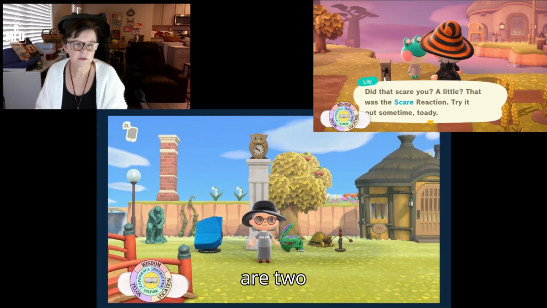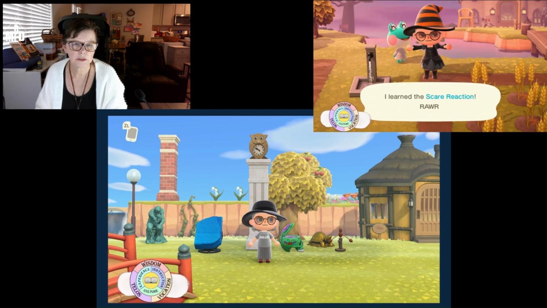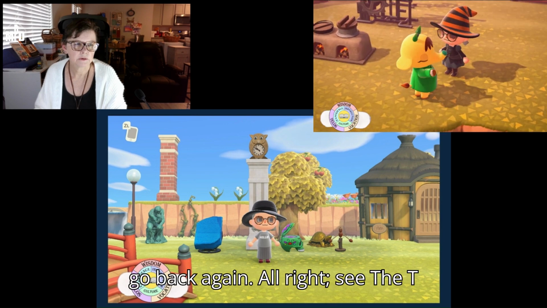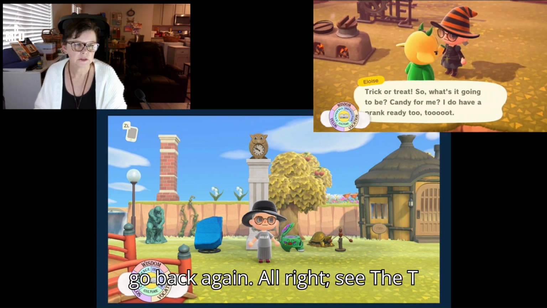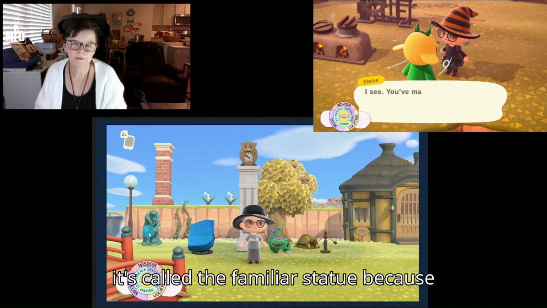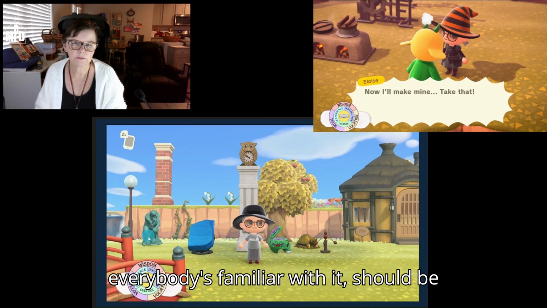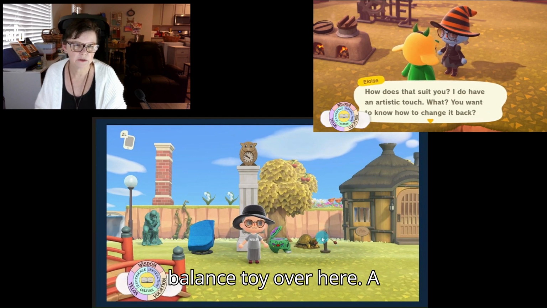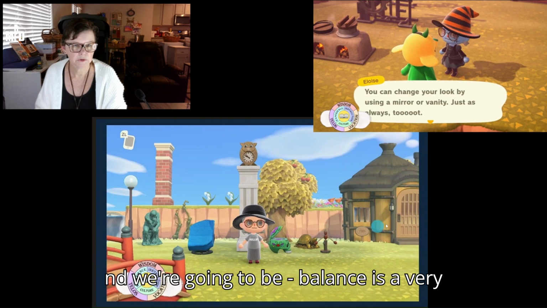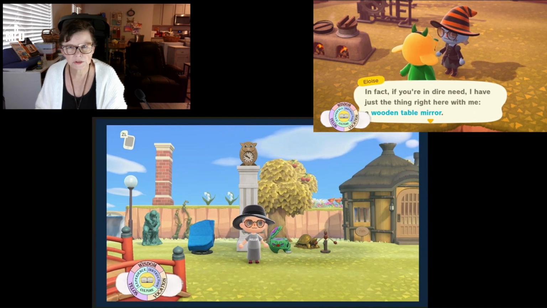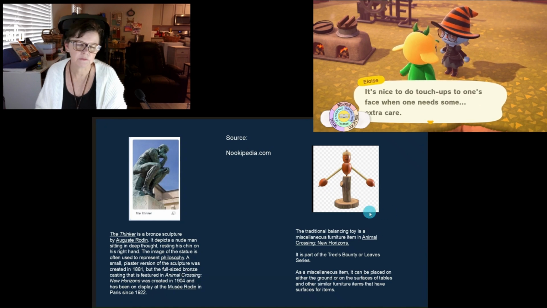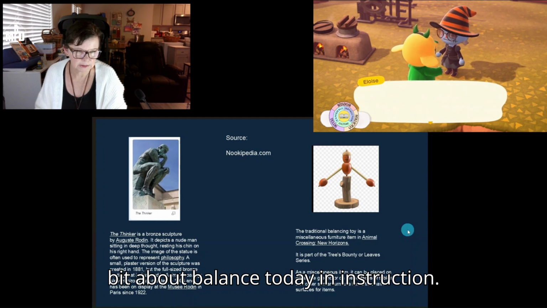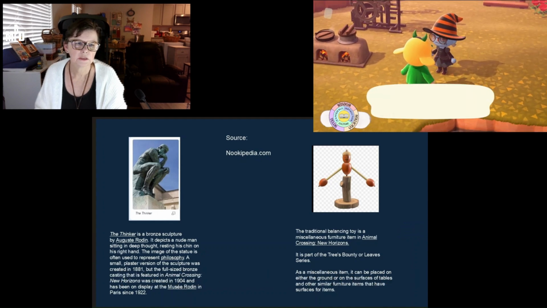All right, so there are two items. Now, let me go back again. All right, see, the thinker is over here. It's called the familiar statue because everybody's familiar with it or should be familiar with it. And then there's a balance toy over here. Balance is a very big concept in wisdom. I don't want to get into that right here, but we're going to be talking a little bit about balance today in instruction.